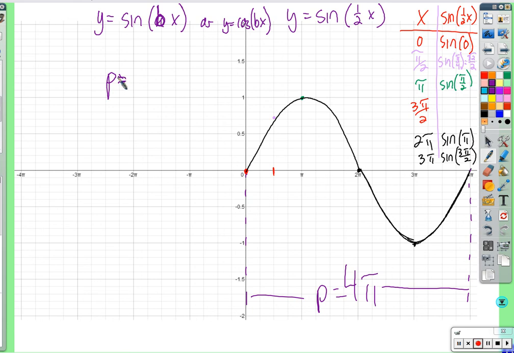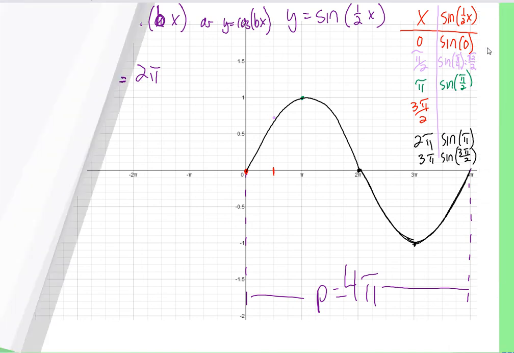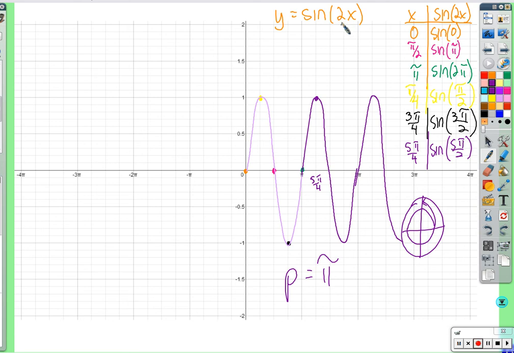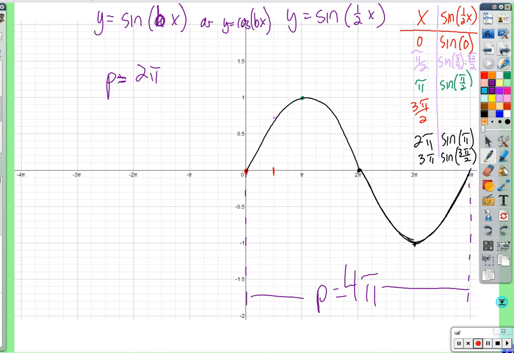How are we going to find the period? We'll start with 2 pi. That's the normal one for just sine of x. I got multiplied by 2, so how are we going to take this 1 half and turn it into multiplying this by 2? If we come over here, b was 2, and then the period wound up being pi. We went from 2 pi to pi. Here we went from 2 pi to 4 pi when we multiply by 1 half.